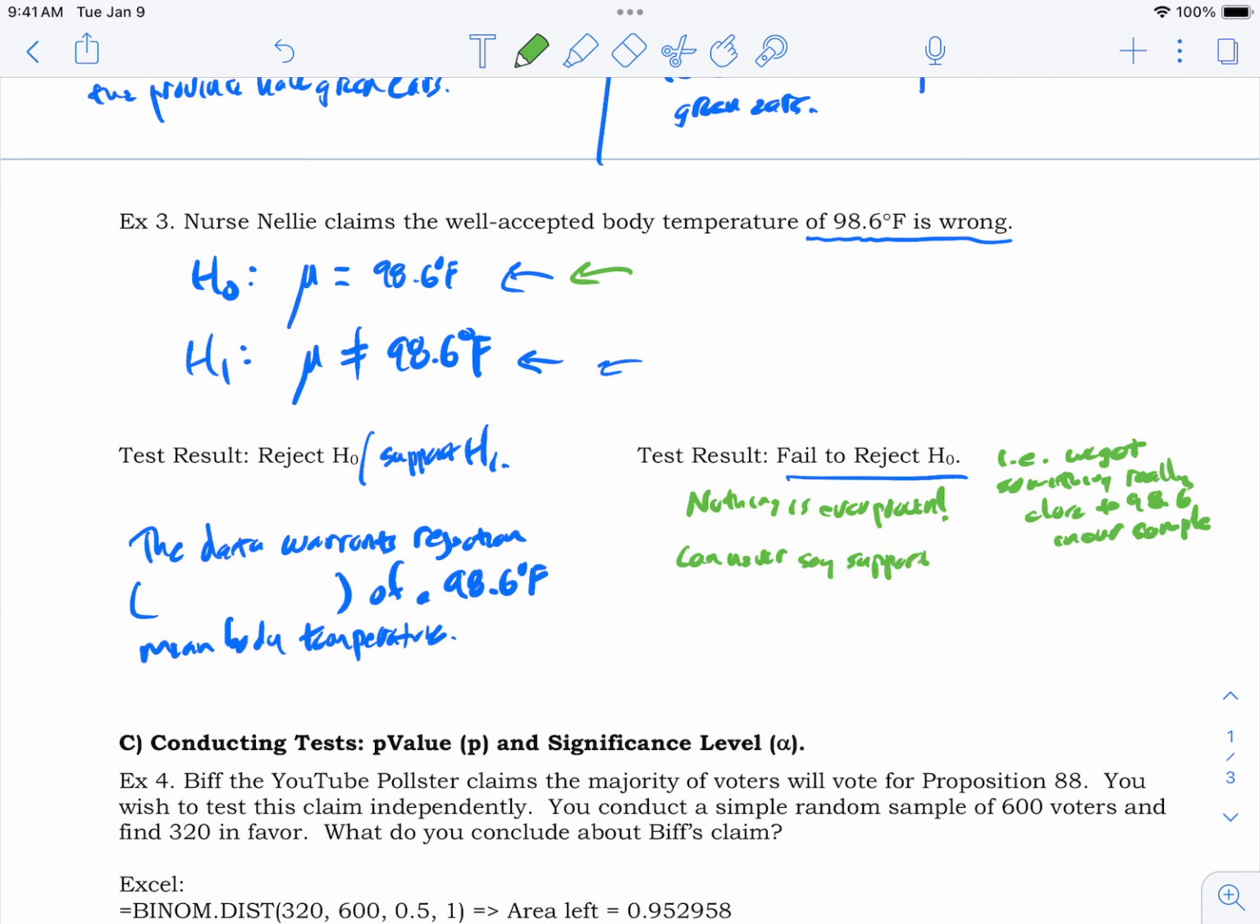You can never say support H naught. You can only support an H1, not an H naught. So what are we going to say? Well, this is about the strongest thing we can say, so I'll go back to blue. The data is consistent with the claim. I'm not going to say with the claim, that sounds goofy. The data is consistent, and again, magic parentheses, with a mean body temp of 98.6. That sounds good.